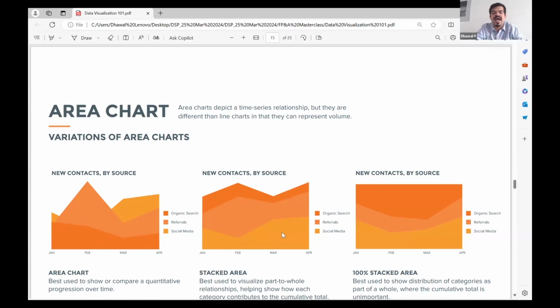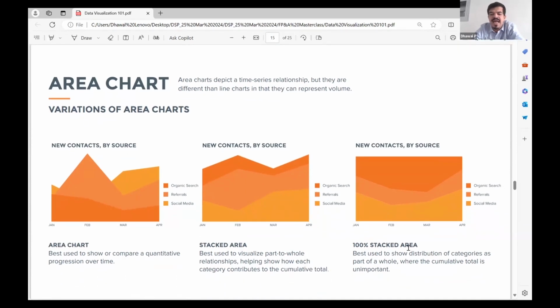Stacked area chart. Again, stacked area chart is very good to compare, and understand where the movement is happening. Like for example, in February, you will see that your organic search, your referrals has been much higher in quantity compared to the other months. So with these movements, you will be able to understand much better as well.